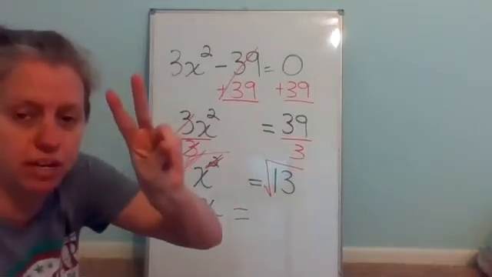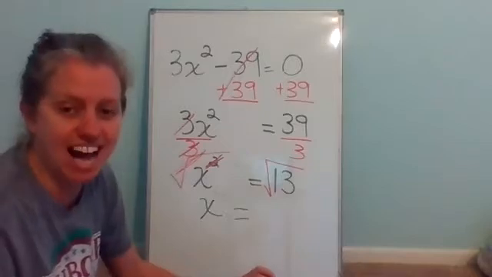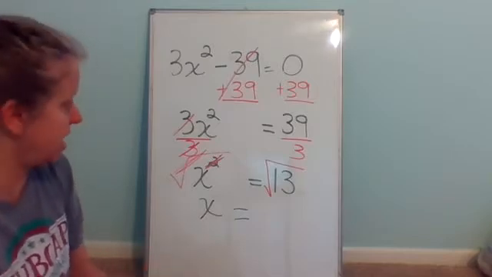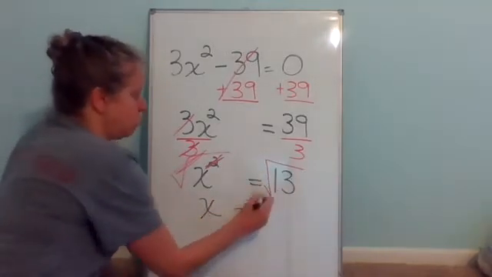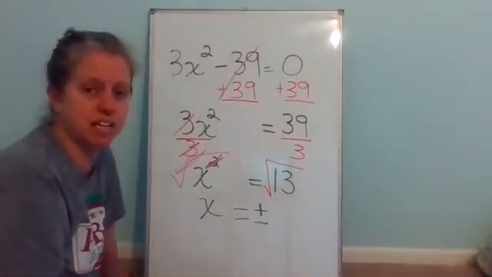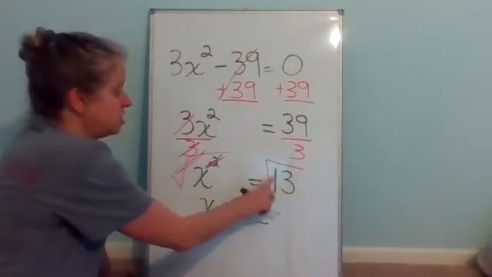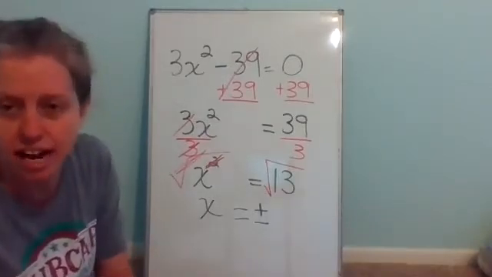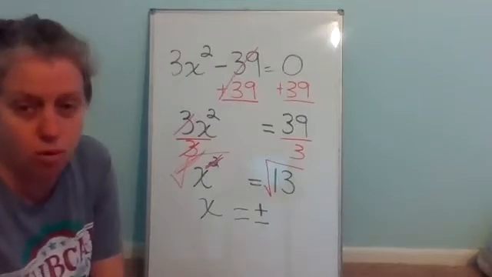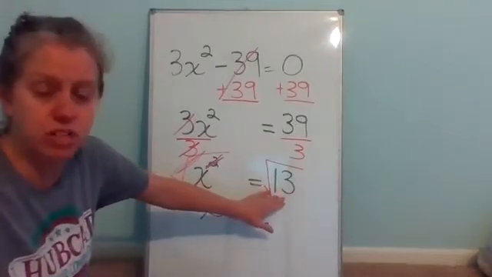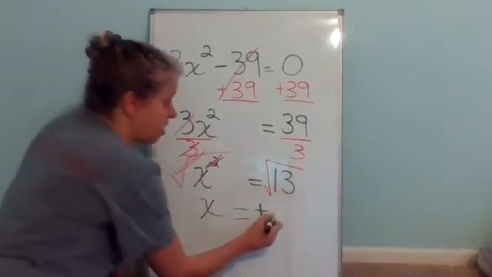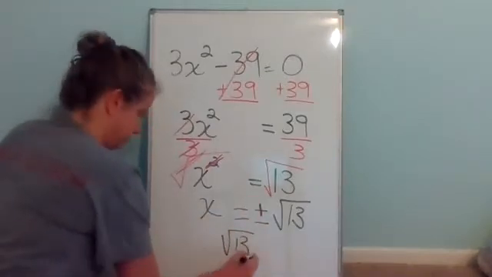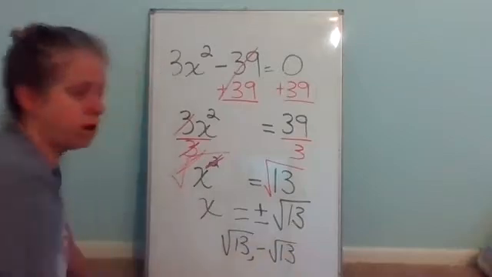Now, here's where your two answers come into play. When you take the square root of the right side, you get the positive and the negative of whatever that answer is. So since it's the square root of 13, I can't simplify that, right? It's not like the square root of 9 that I can turn into 3, or the square root of 16 where I can turn into 4. Okay, it's the square root of 13, which doesn't simplify, which means that's just as far as you can take that. So the answers are positive square root of 13 and negative square root of 13.